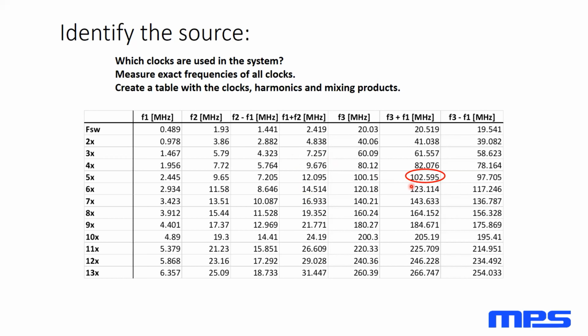Here I just have circled 102.595 megahertz. So that's a pretty odd frequency. But if that shows up in your EMC signature, where is that coming from? You may not have that particular clock, but that could be a combination of your 20 megahertz oscillator and your 489 kilohertz switcher. So where could that possibly be mixing together? You can use this sort of approach to narrow in on what is going on if you have a very particular frequency showing up in your EMC signature.